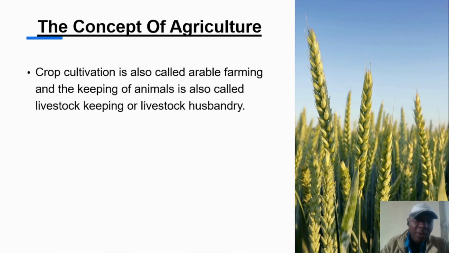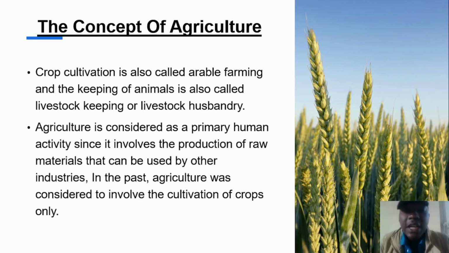So in terms of what we discussed, agriculture involves crop cultivation and livestock or animal keeping. Crop cultivation can also be called arable farming, and the keeping of animals you can also term as livestock keeping or livestock husbandry. So that's how you can term these two things within agriculture: crop cultivation as arable farming, and the keeping of animals as livestock keeping.